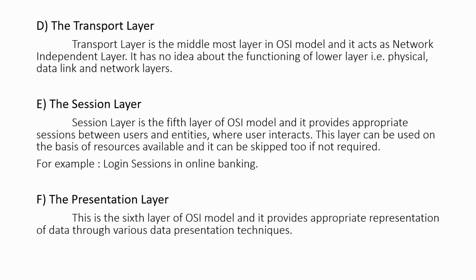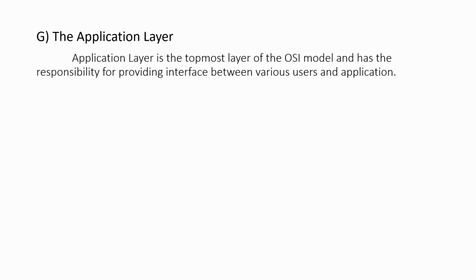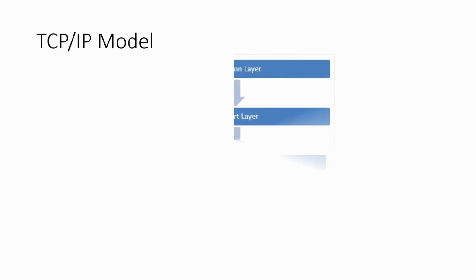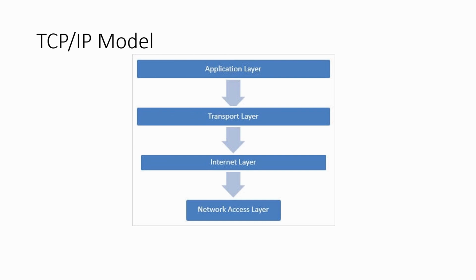The presentation layer. This is the sixth layer of the OSI model and it provides appropriate representation of data through various data presentation techniques. The application layer. This is the topmost layer of the OSI model and has the responsibility for providing an interface between various users and applications. Next we are going to understand the TCP/IP model.